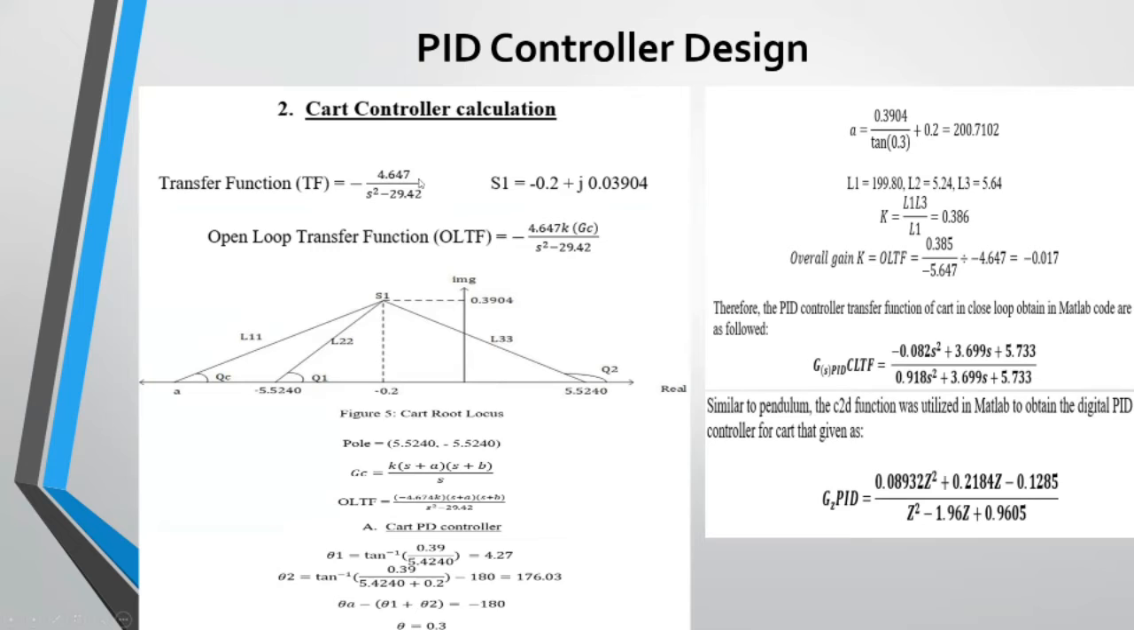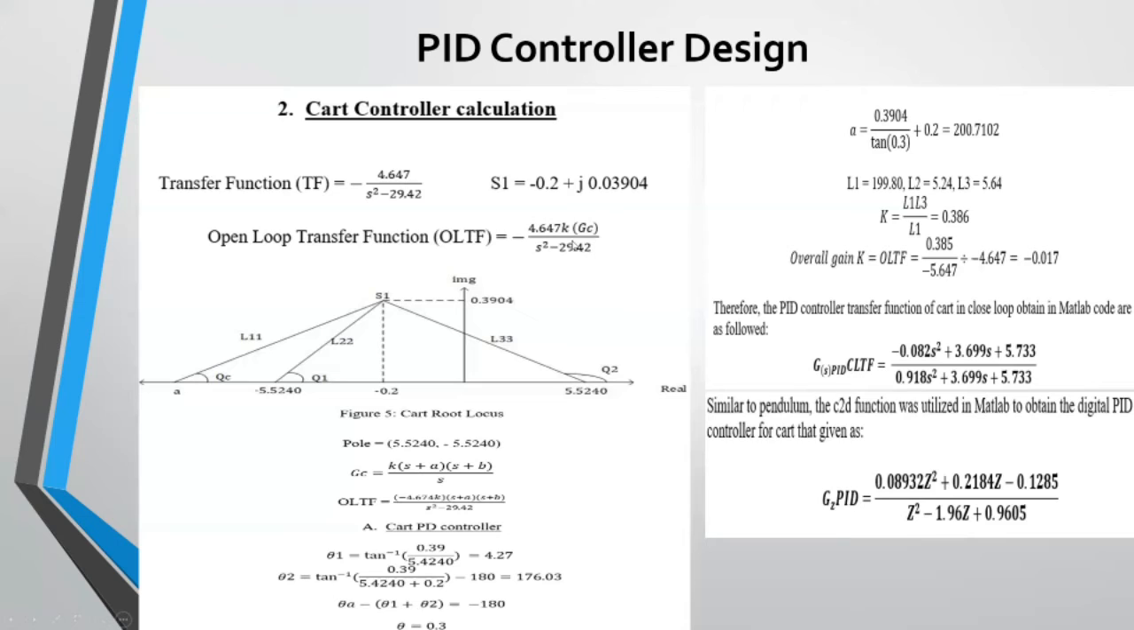4.647 over s squared minus 2.9. So from there, we get the S1 of 0.0304. This one we get from the design specification, where we set the damping ratio and overshoot, and then we get the S1. So moving on, using the root locus design, we have to find the values of A and B.